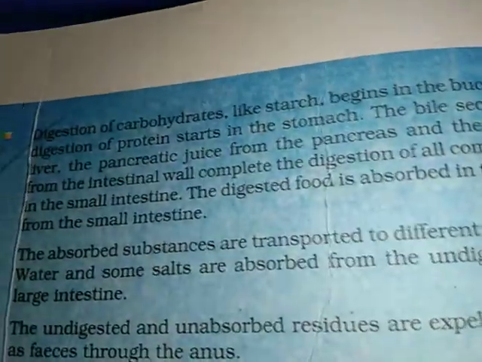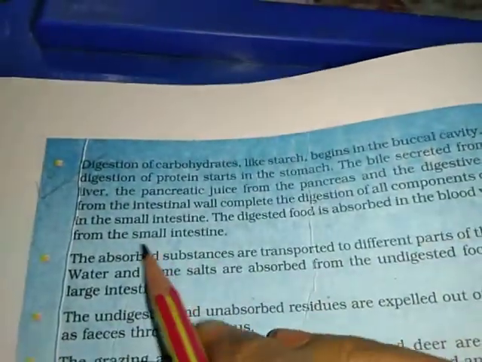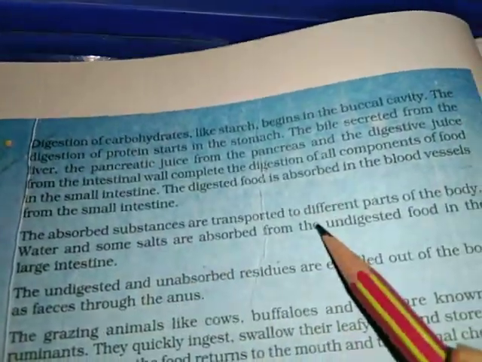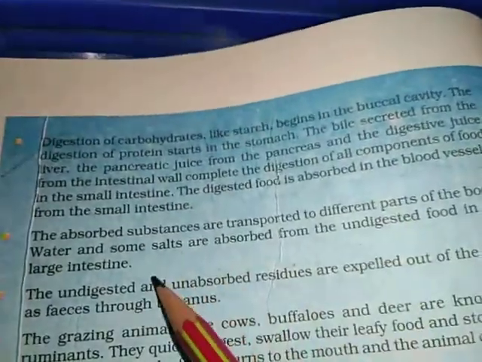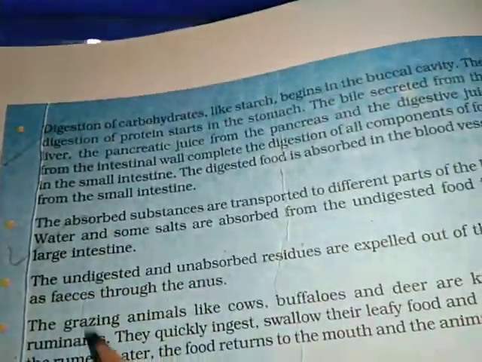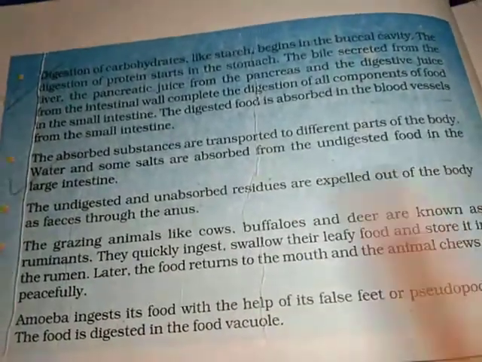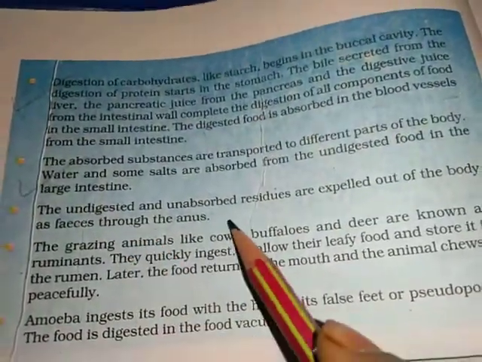The digested food is absorbed in the blood vessels from the small intestine. The absorbed substances are transported to different parts of the body. Water and some salts are absorbed from the undigested food in the large intestine. This is also important. The undigested and unabsorbed residues are expelled out of the body as feces through the anus.